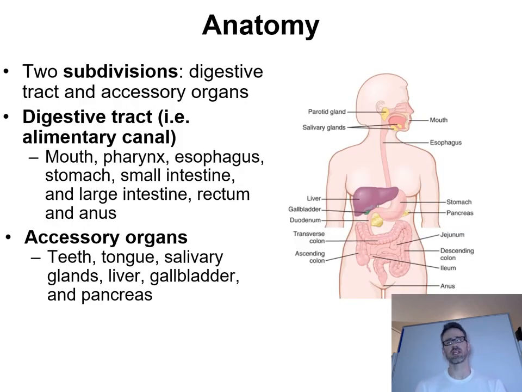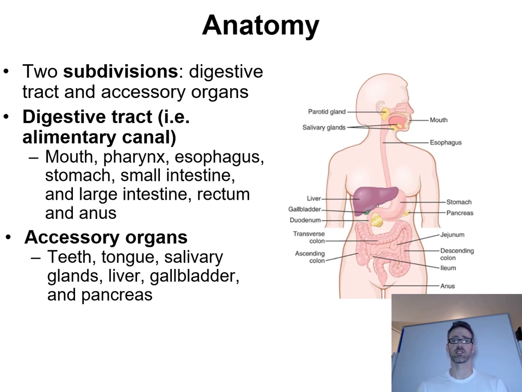So just briefly, we got to talk about anatomy when it comes to digestion, because there's so many different players that come into this. It's important to understand structurally how they're arranged. So we look at it as two subdivisions. You have the digestive tract and their accessory organs. Another term for the digestive tract is the alimentary canal.